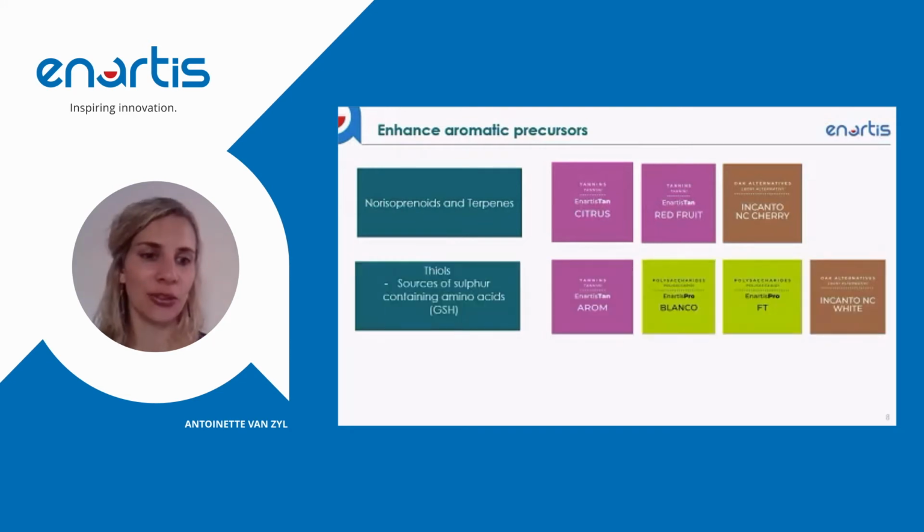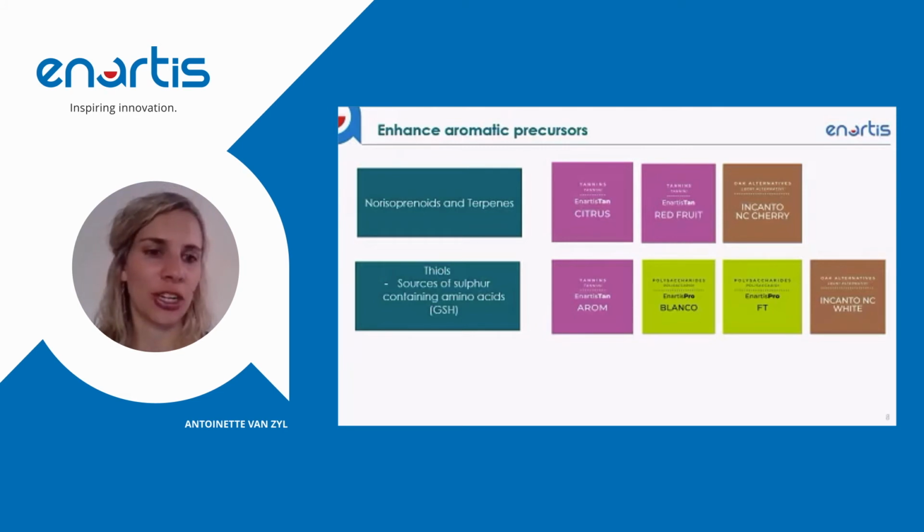In the case of thiols, we have various glutathione sources. They are Tanarom, Pro Blanco, which is a polysaccharide with sulfur-containing amino acids, and free mannoproteins. And then Pro FP, which is a polysaccharide with free mannoproteins and glutathione, also in combination with PVI-PVP. The PVI-PVP fraction then decreases copper and iron, which are catalysts in your oxidation reaction. So apart from giving the must more glutathione to form thiols, you can also really improve the shelf life of the wine and preserve the aromas that are formed.